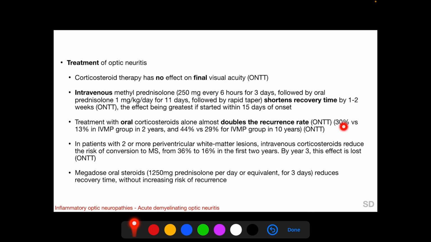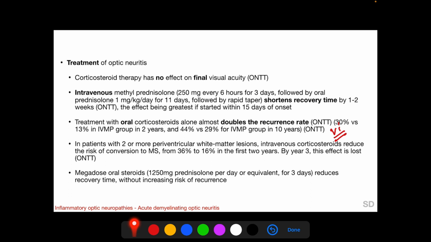So 30% in the oral steroids group versus 13% in the intravenous methylprednisolone group in 2 years, and 44% in the oral steroid group versus 29% for the IV-MP group in 10 years. So this is very important to remember. Never start treatment with oral corticosteroids. If we do not wish to give intravenous steroids, it is better not to give any therapy at all.